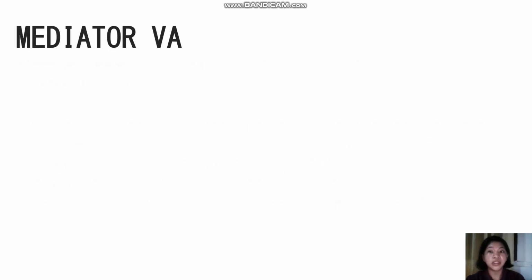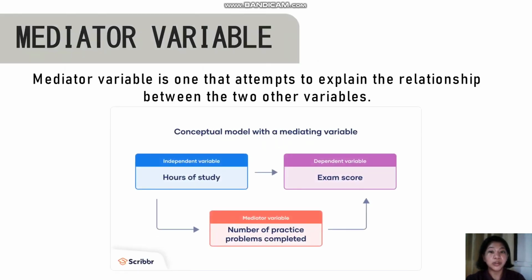Next is the mediator variable. It is one that attempts to explain the relationship between two other variables, in a way in which an independent variable impacts a dependent variable. It's part of the causal pathway of an effect, and it tells you how and why an effect takes place. If something is a mediator, it is caused by the independent variable, and it influences the dependent variable.